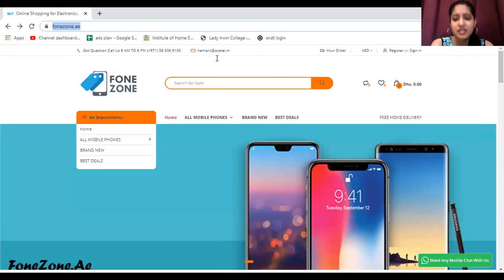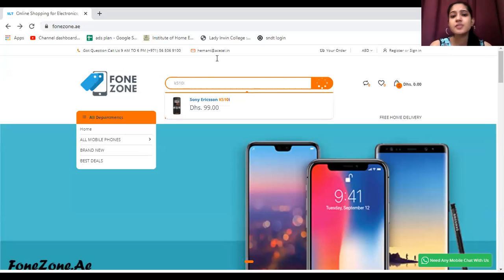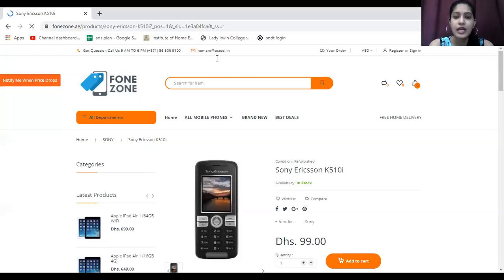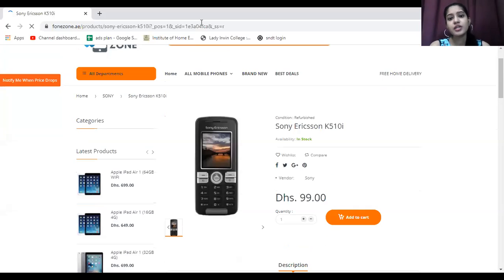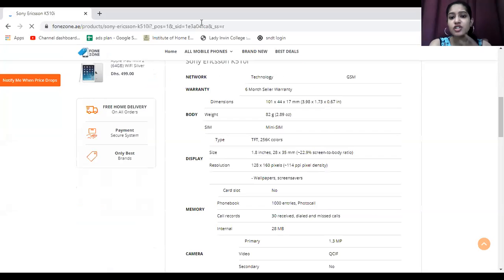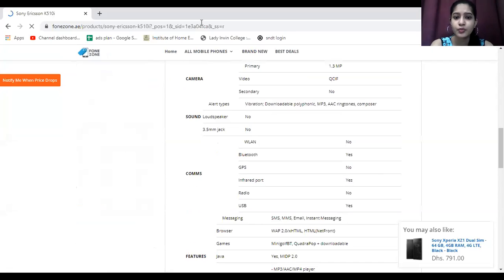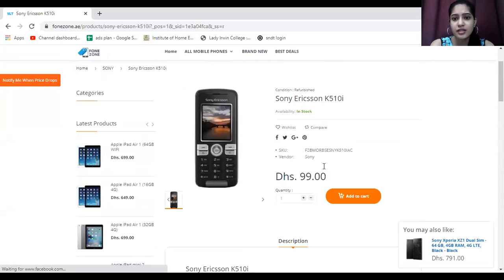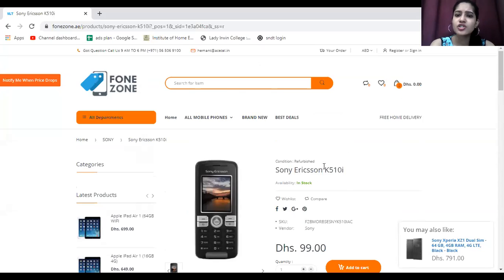Apart from that, this search icon helps you search for your favorite gadgets in a very specific way. All you have to type is your favorite gadget's name. This is the result of our search, and when we check the results, we see a description box offering all the specifications which we were discussing right now, as well as a condition written there, which is refurbished.